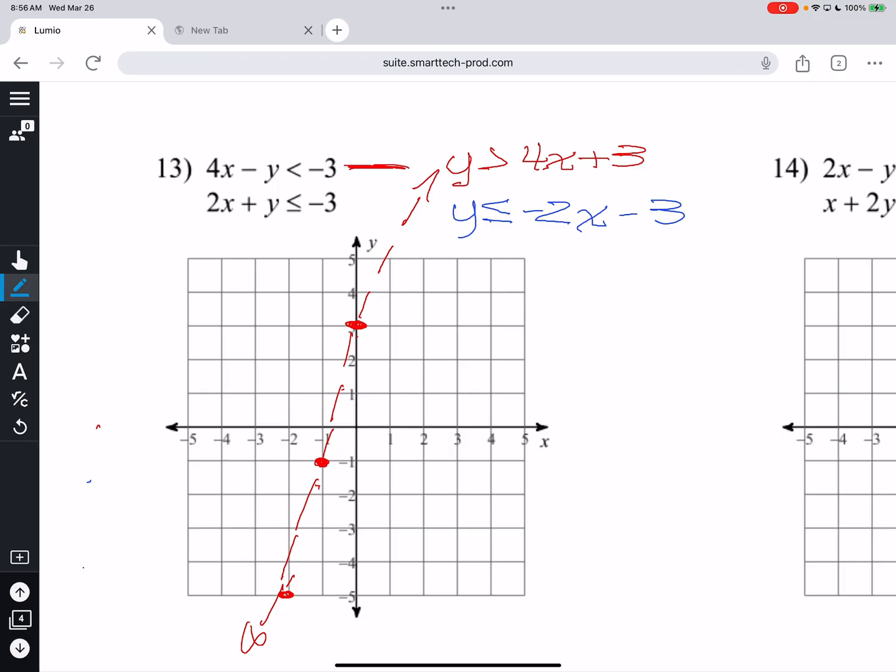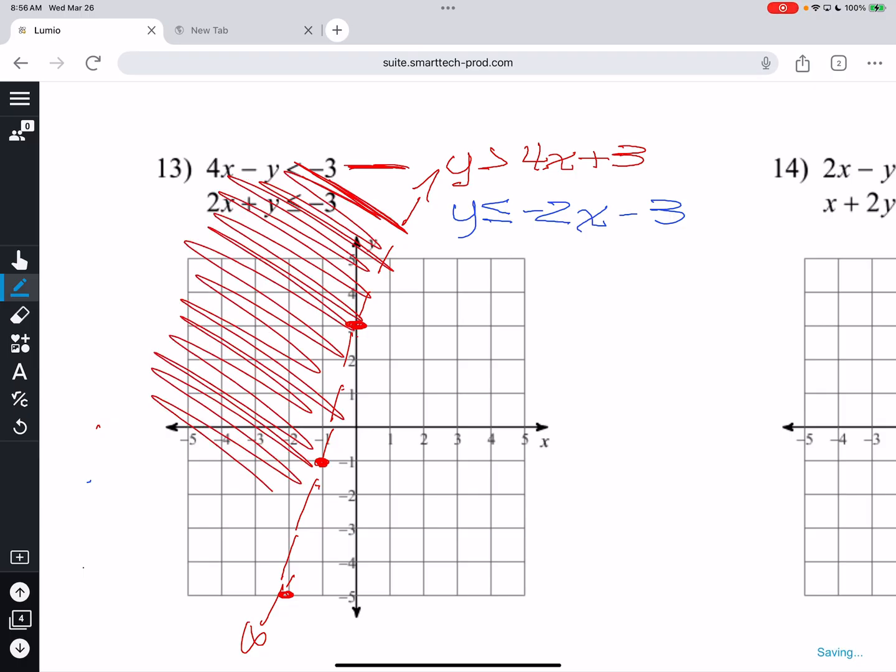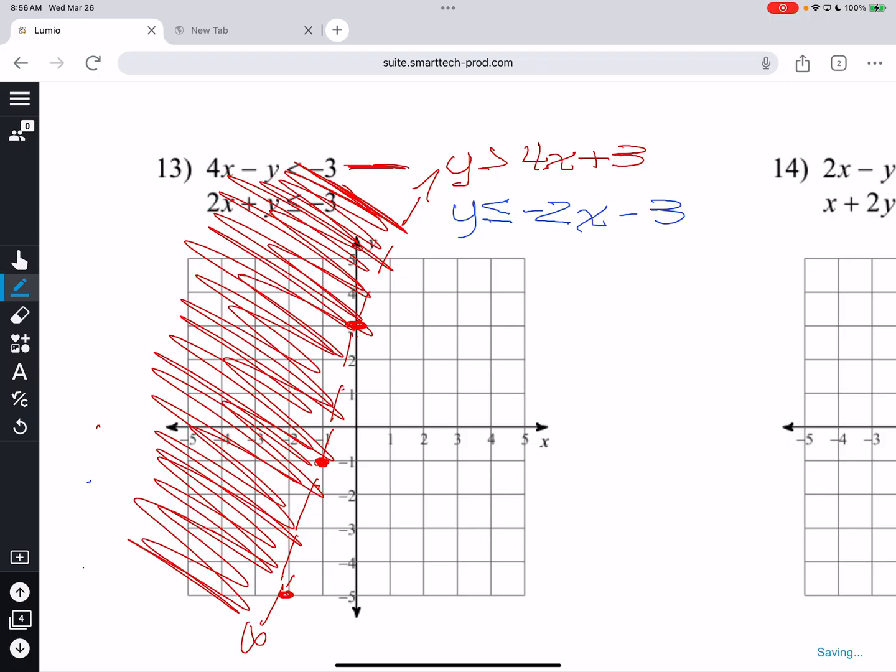But then do you shade above or below? For the first one, the red one, I had the dotted one. Above. And again, if you're not sure, put that 0, 0 in there. You would have had y is greater than 3, and that's a false statement. So your shading would not include the 0, 0.